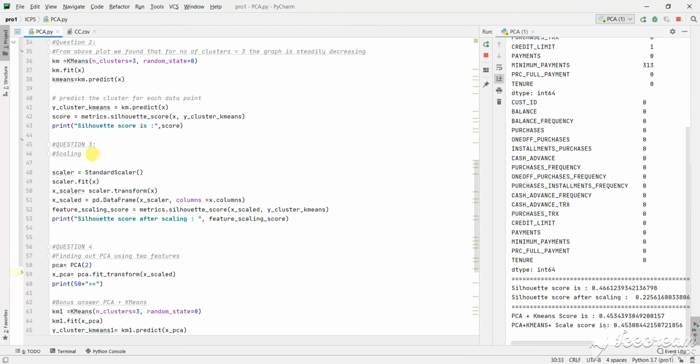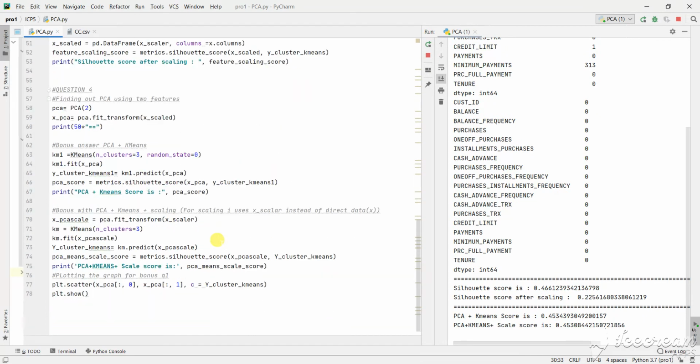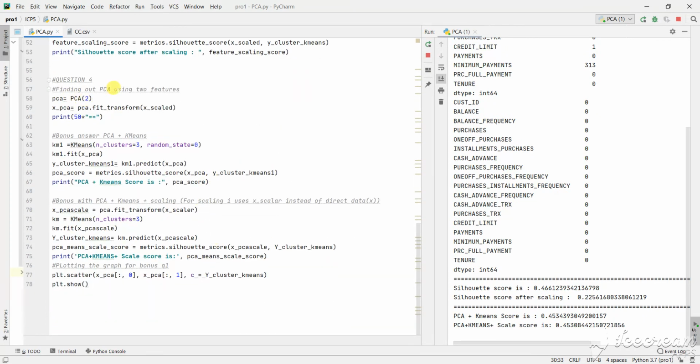In the third question I was asked to do scaling and then find the Silhouette score. For that I have done feature scaling, and I have found the Silhouette score after scaling. If you can see, before the score was 0.46, and after scaling it was 0.22. There was a pretty big decrease in the Silhouette score. Coming to the fourth part, I was asked to find the PCA for this. So I have taken only 2 features. We can take 3 or 4, whatever we wish.